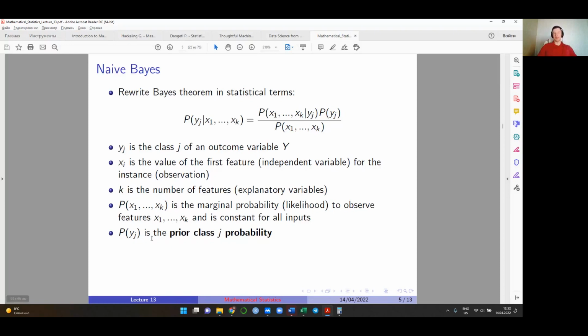So this p(yj) is a prior class j probability. It's called a prior because before receiving some additional information about x, this is your belief, or this is the probability that yj will occur. Something like your initial belief about the probability of yj with no additional information. Then you receive additional information and then you calculate the updated belief or updated probability.